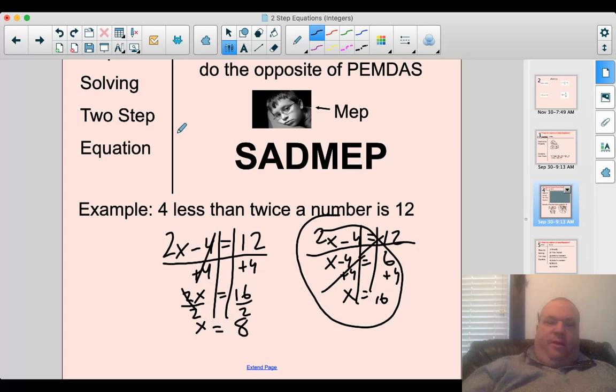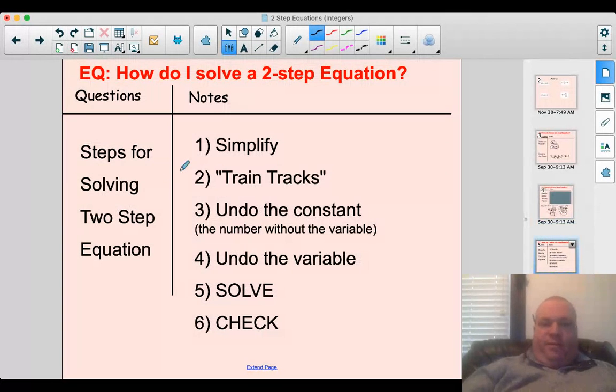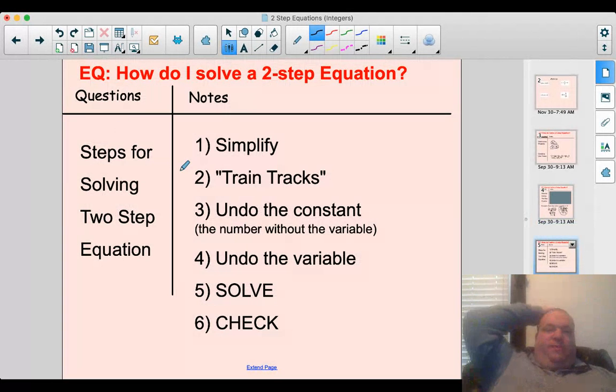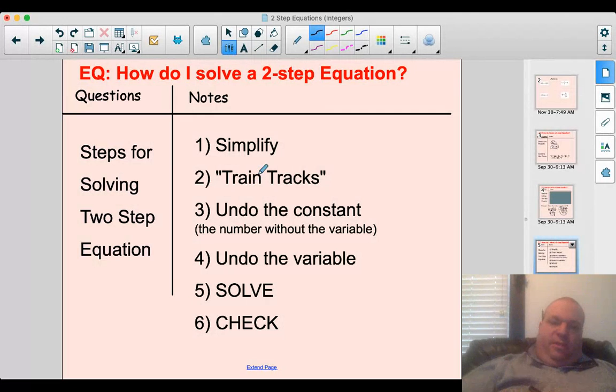All right, so here's what those steps then look like. Whenever it's multiplying, dividing, and adding, subtracting, because adding, subtracting happens later in PEMDAS, it happens earlier when we're undoing. So we're going to start by simplifying if there's any simplifying to do. We're going to do our train tracks as always. We're going to undo the constant. Remember that's the number without the variable, because this is the thing that's being added or subtracted. We undo that first. Then we undo the variable. This should say coefficient.